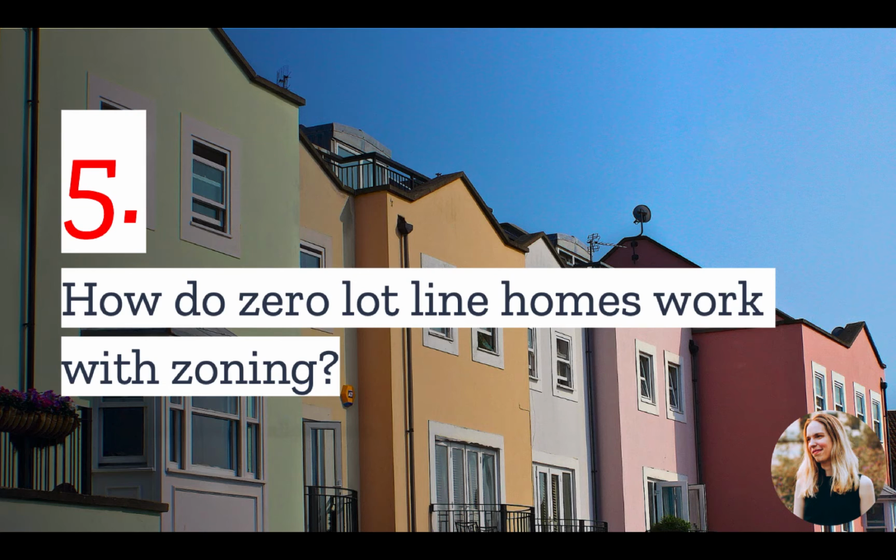Number 5, how do zero lot line homes work with zoning? Well, for those of you who have some familiarity with zoning regulations, you may be thinking, wait a minute, aren't there always setback requirements in zoning codes? And yes, in many jurisdictions, zoning prohibits zero lot line homes by imposing setback requirements. But the more built up an area, the more likely it is that you will see certain zoning districts that do allow townhomes or row houses or other zero lot line typologies.